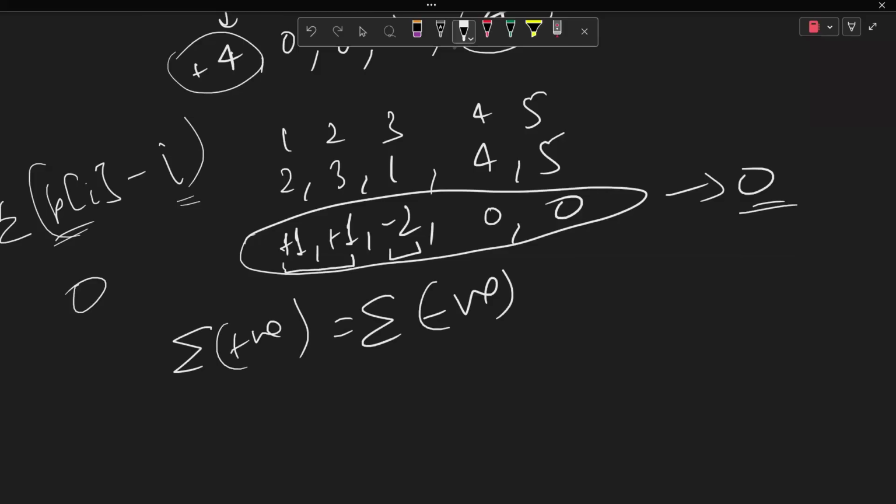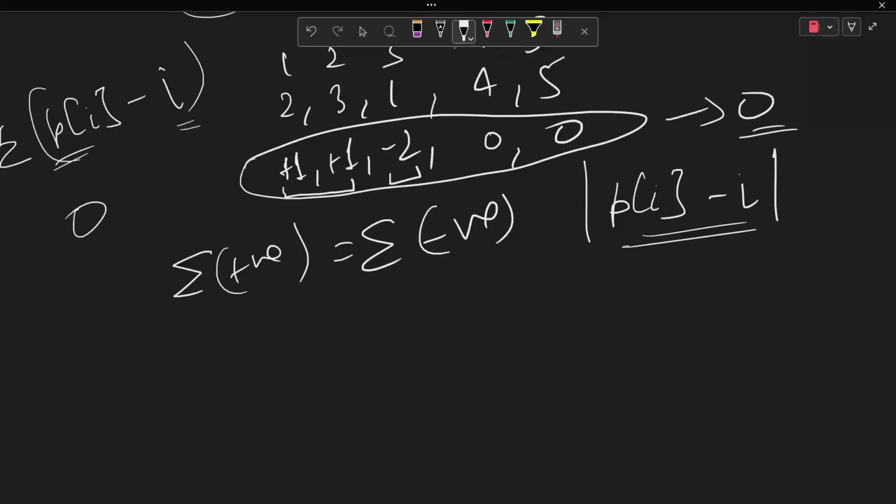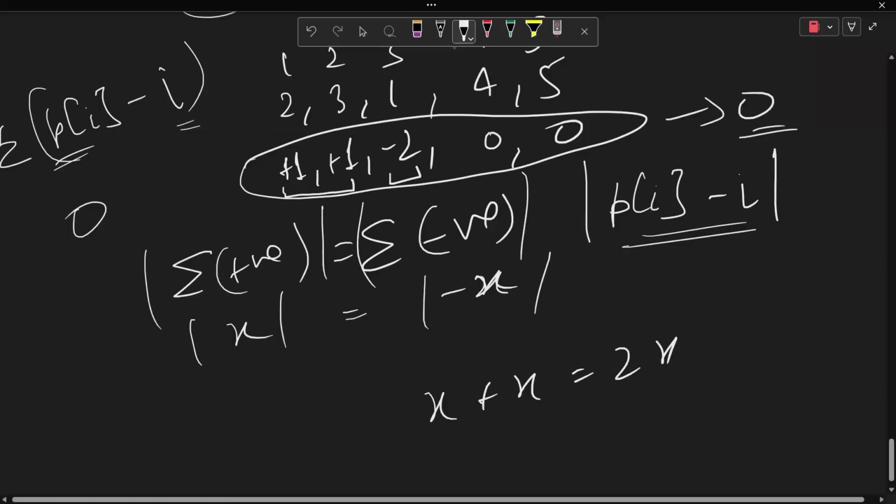Okay. So when you do mod of pi minus i, this is what we have to find. We have to find mod of pi minus i. So if you have some positives, let's say the sum of positives is x and the sum of negatives is minus x. So x is the absolute value. Okay. So these two are equal, the absolute values of them are equal. So what would your absolute value be? It would be x plus x, which would be 2x.